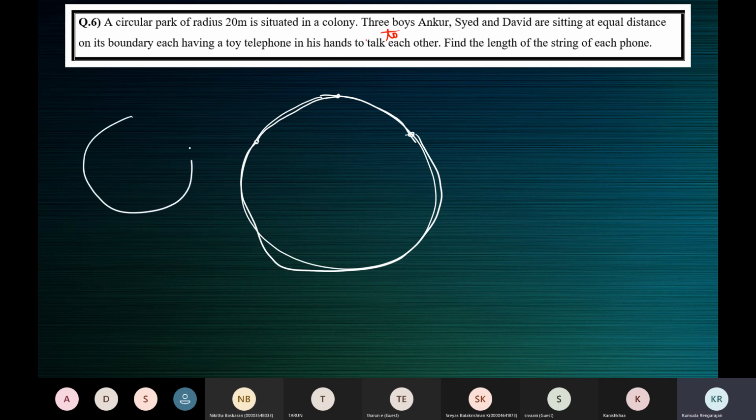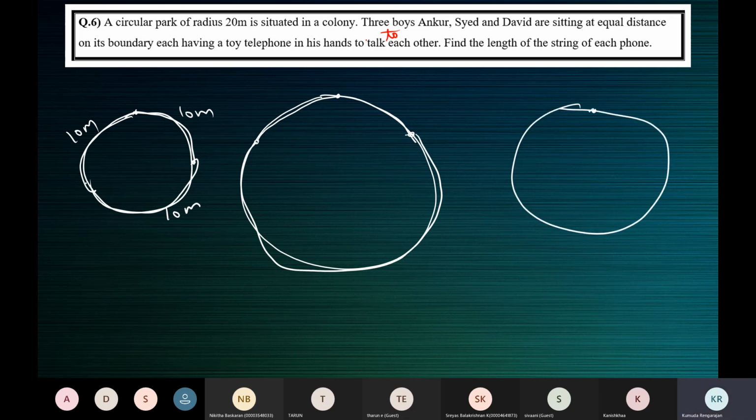For example, if the circumference of the circle is 30 meters, then they are sitting at 10 meters. So this length from here to here, 10 meters. This distance from here to here, 10 meters. And this distance from here to here, 10 meters. So totally 30 meters circumference. They're sitting at equal distance on its boundary. You cannot mark it like this, because then the length of this arc and the length of this arc are not equal.